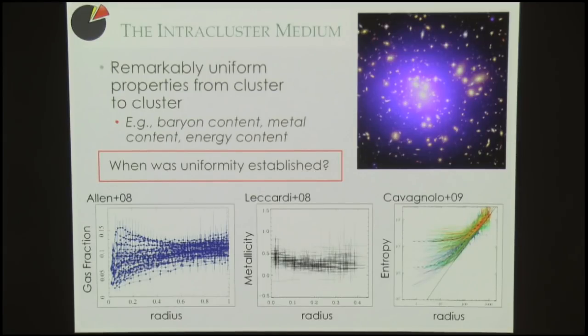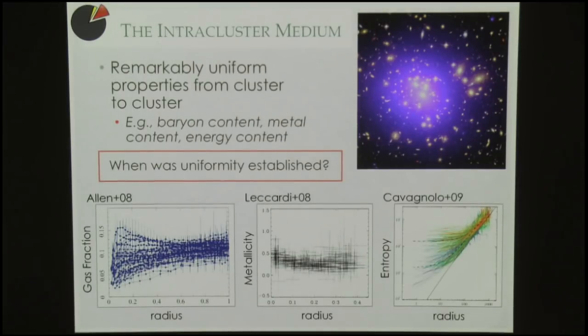If you look at the metallicity of this gas, again, you get outside the core, these all lie on a single value of roughly 0.3 solar metallicity. The scatter here is purely statistical. There's no evidence for intrinsic cluster-to-cluster scatter in the metallicity of the gas. So every cluster you look at has a third solar metallicity, which is a little bit mysterious as well.